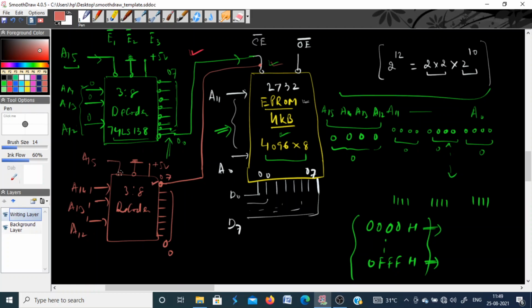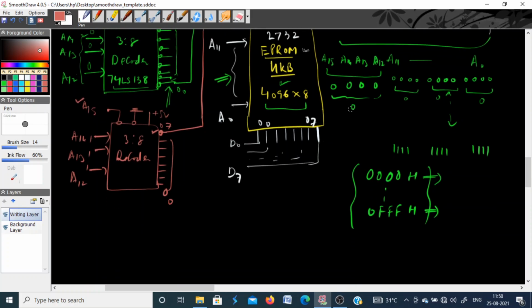And A15, since it is an active low pin, you have to keep at logic 0. So it has to be permanently tied to the ground, and these 3 pins must be permanently tied to VCC. So what will be my address in this case? Of these pins that I have used here, the 12-bit address is fixed. It can go from 000 to FFF.